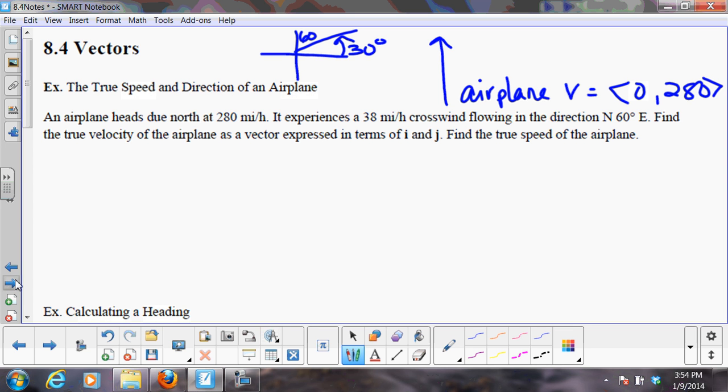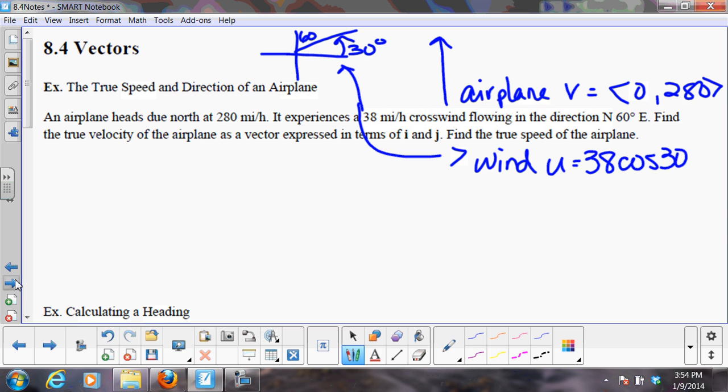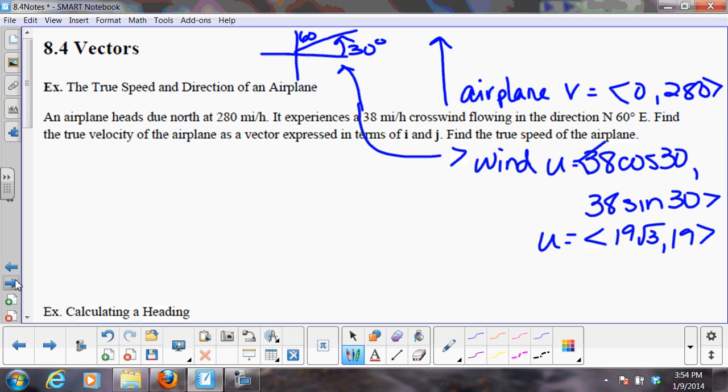So to find the wind, which is that stuff right there, I'll write that over here. Wind, we'll label it U. It's a speed of 38 cosine 30, and then that's for the first piece. I'm running out of room. Comma 38 sine 30 is for the second piece, which this comes out to be, so U is actually equal to 19 square root 3 and 19.